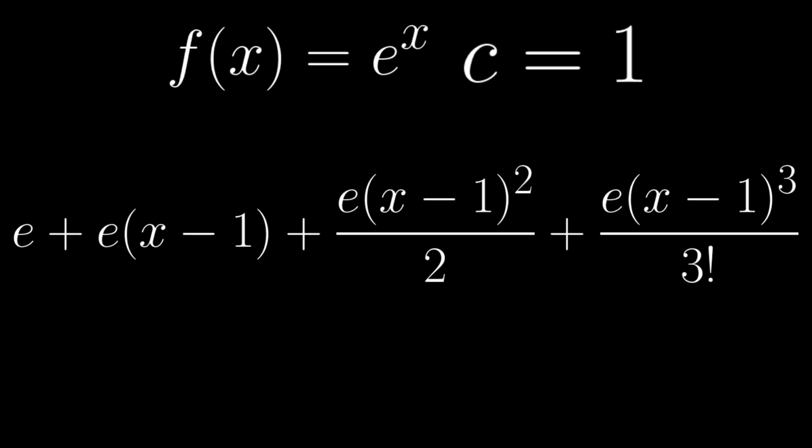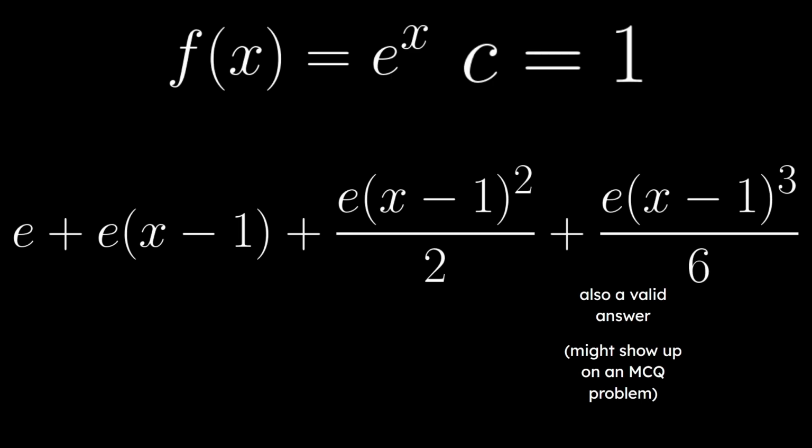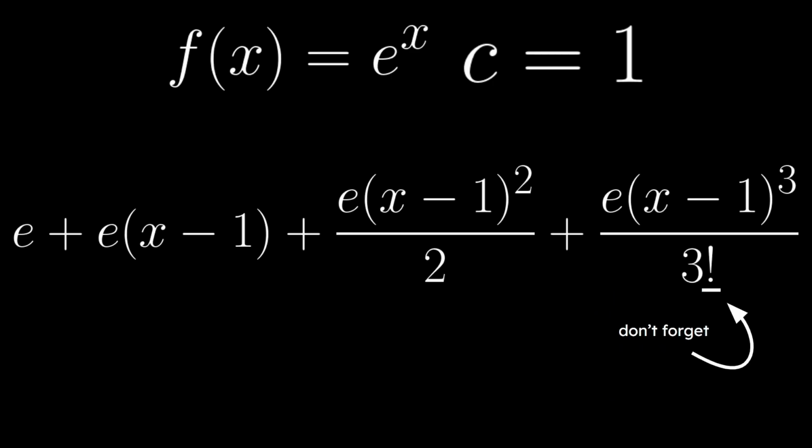Therefore, the partial sum using the first 4 non-zero terms of the Taylor series of e to the x centered around x equals 1 is equal to e plus e times (x minus 1) plus e times (x minus 1) squared divided by 2 plus e times (x minus 1) cubed divided by 3 factorial. Most of the time, you can keep 3 factorial instead of converting it into 3 times 2 times 1 equals 6, so it looks nicer, but you have to remember that's factorial and not just plain 3.